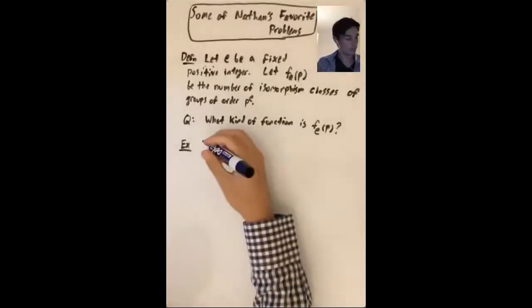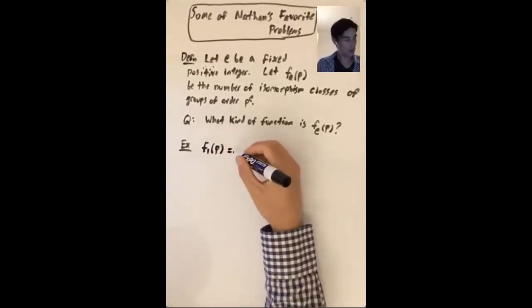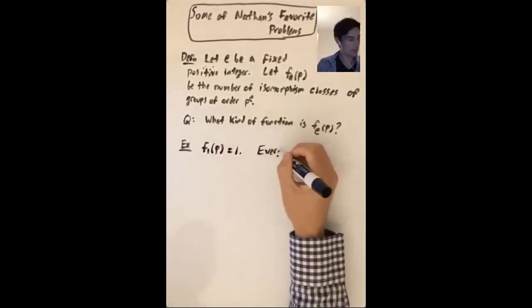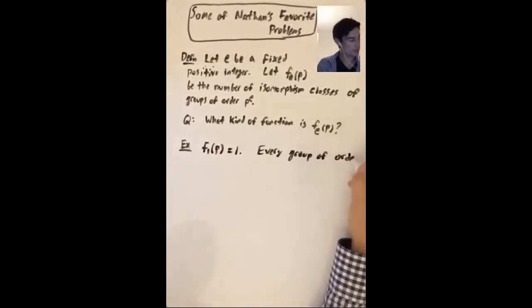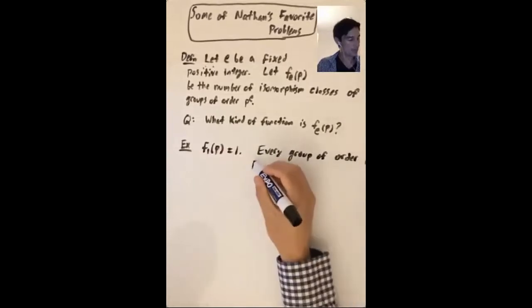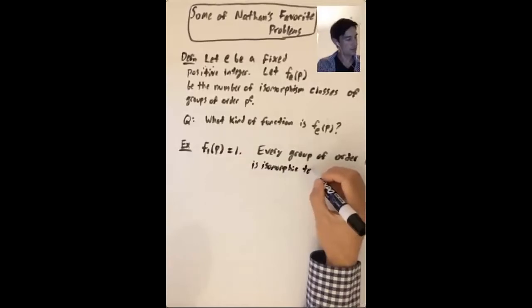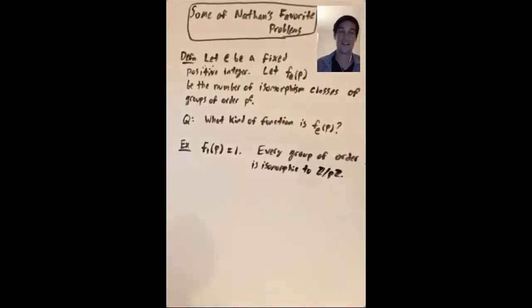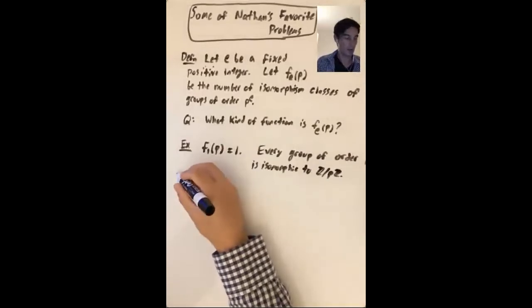All right, so what do I mean? So f1 of p equals 1. What is that reflecting? Well, we're going to prove this soon, that every group of order p, where p is prime, is isomorphic to Z mod pZ, the group of integers modulo p under addition. So we're going to prove lots of classification type results like this. All right, so let's move on.